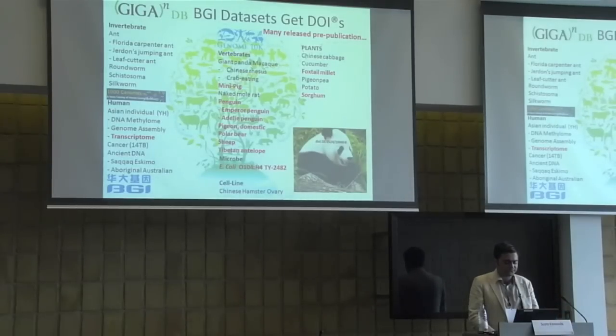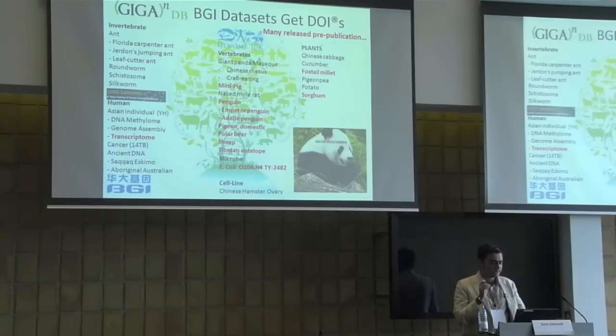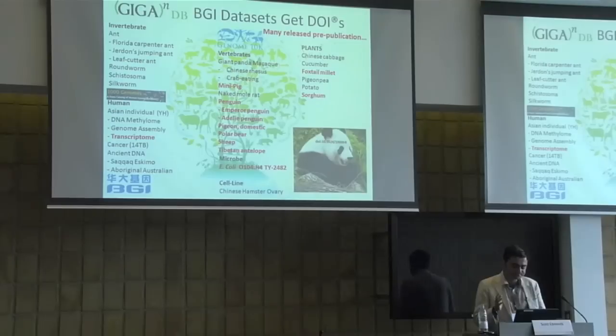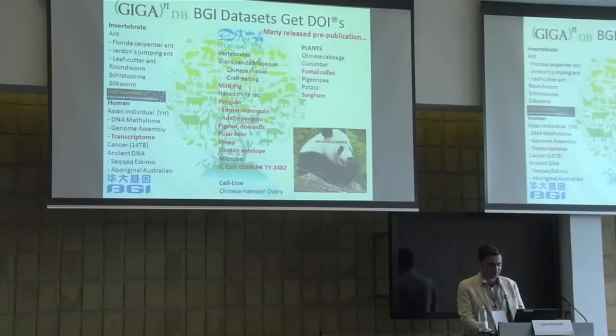In the last year, we've released about 35 data sets. Mostly genomes, some transcriptome data, epigenome data, slightly different types of data, but all genome related. Things sequenced at BGI. We've got this cancer data set that's 14 terabytes. Very interesting. And a lot of these we've released pre-publication, before the papers have come out, to see the downstream consequences of this.